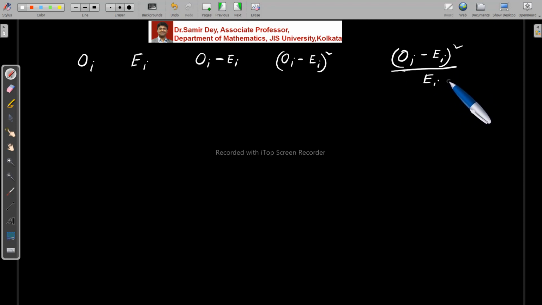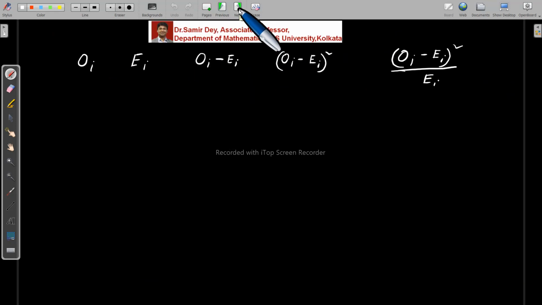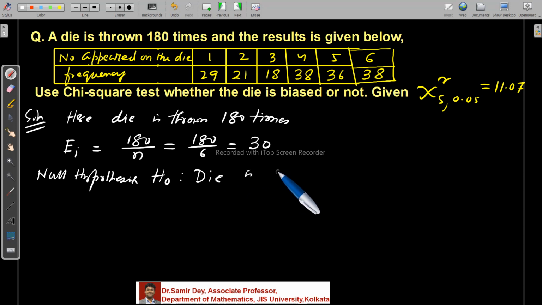Clear? Suppose you have a question in your mind, why are you calculating this? Why am I calculating this? So please write down the logic. First you have to write down the null hypothesis. First you write down null hypothesis, that is H naught is equal to: die is biased.